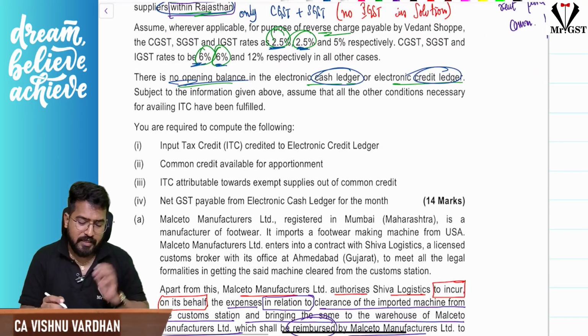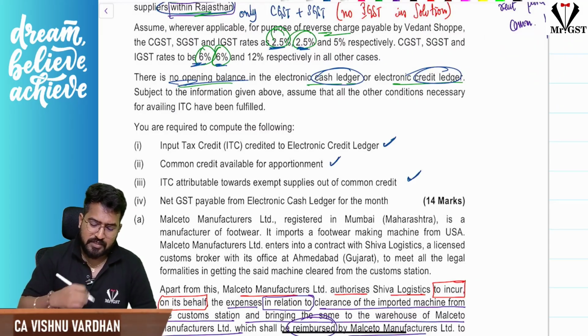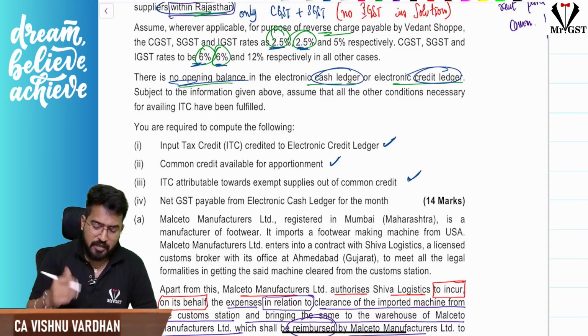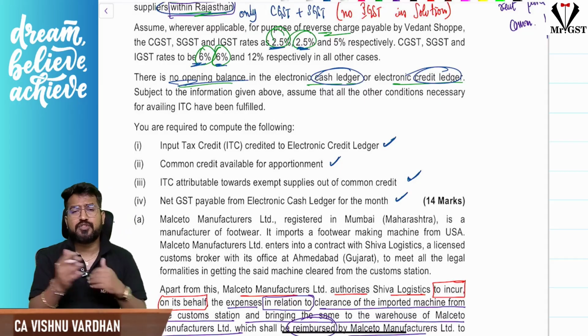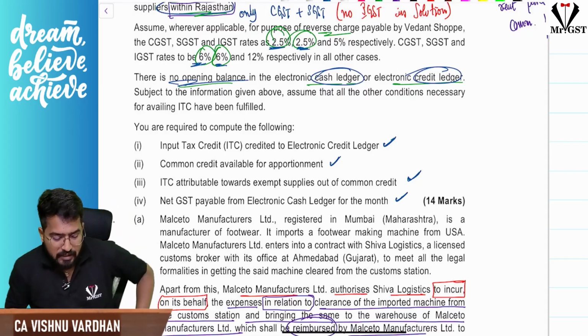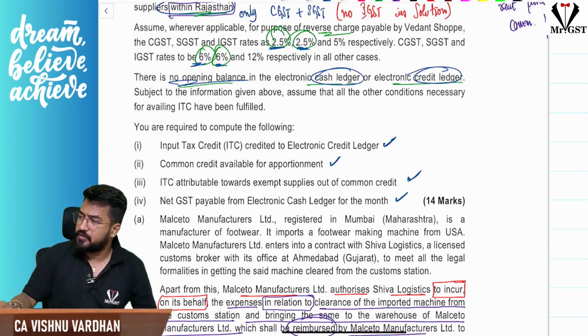You should calculate ITC credited to e-credit ledger, common credit, and ITC attributable towards exempt supplies out of common credit. That means how much is the reversal amount we should calculate, and net GST payable. That means you should set off ITC and all the rest, and determine what is the tax payable in cash. Okay, now coming to the point.